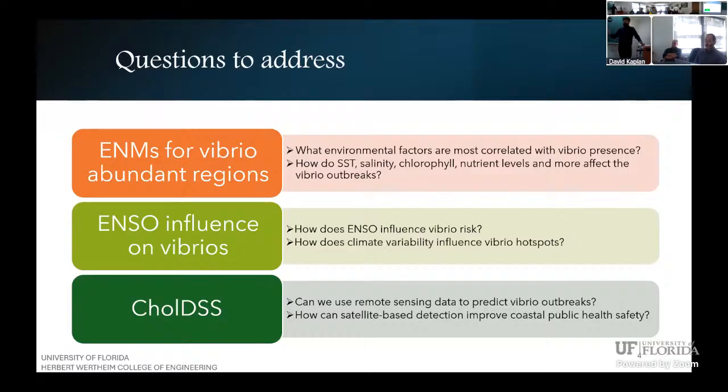Next comes ENSO. The concept of ENSO stands for El Niño-Southern Oscillation. It is an oceanic or climatic phenomenon that occurs in the Pacific Ocean. Now, how does an ocean phenomenon occurring in the Pacific Ocean influence the Vibrio that is in another part of the world, maybe let's say Florida or the Chesapeake Bay? We will be talking about that in upcoming slides as well.